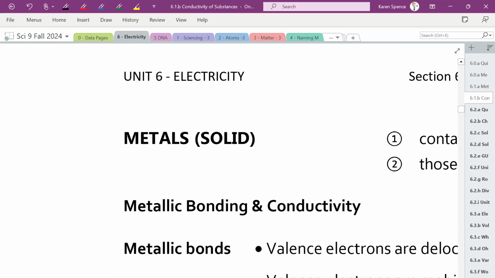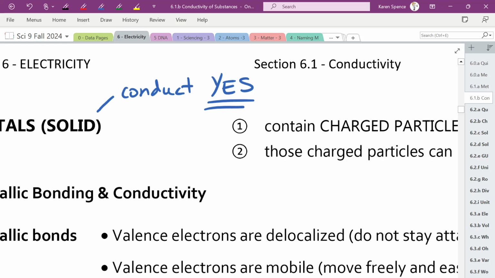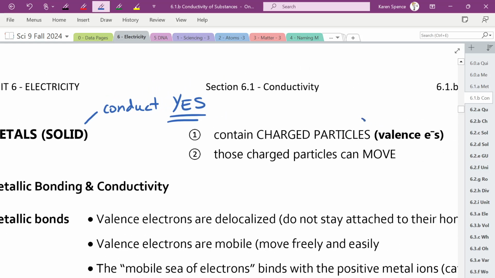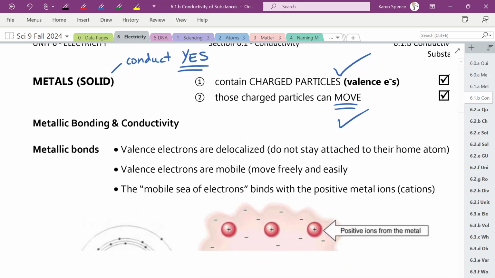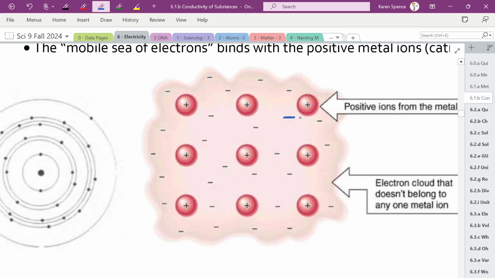Metals, solid. Can they conduct? Yes, conduct. Do they contain charged particles? Yes. Do they have charged particles that can move? Yes. And if you've forgotten, what do we call this blob with all the electrons in it?